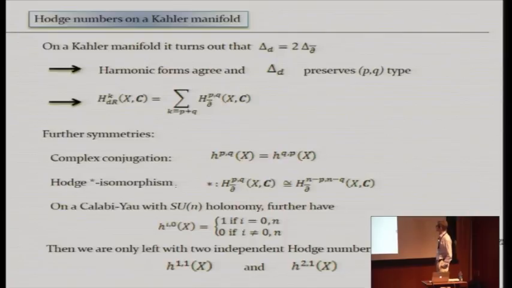There are additional symmetries on the Kähler manifold. Okay, so we have a complex conjugation symmetry, which relates (p,q) to (q,p). The Hodge-star isomorphism takes (p,q) to (n-p, n-q). Here n is the complex dimension of my manifold. So if the real dimension of the manifold is d, I take d to be 2n. Okay, so this takes (p,q) to (n-p, n-q). It's also true that if you're on a manifold with SU(n) holonomy, and you look at the (i,0) Hodge numbers, then they always vanish unless i is equal to 0 or i is equal to n. This is a Weitzenböck identity to show that, which is in the notes if you want to see it.